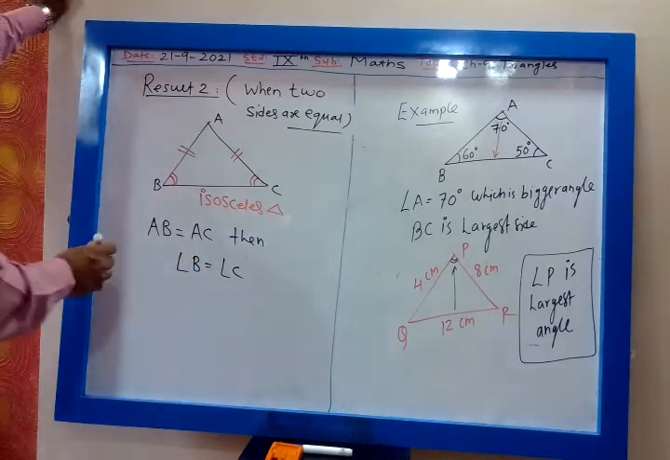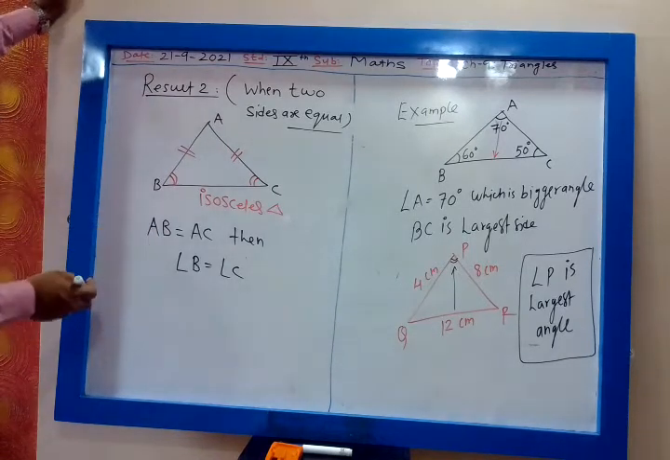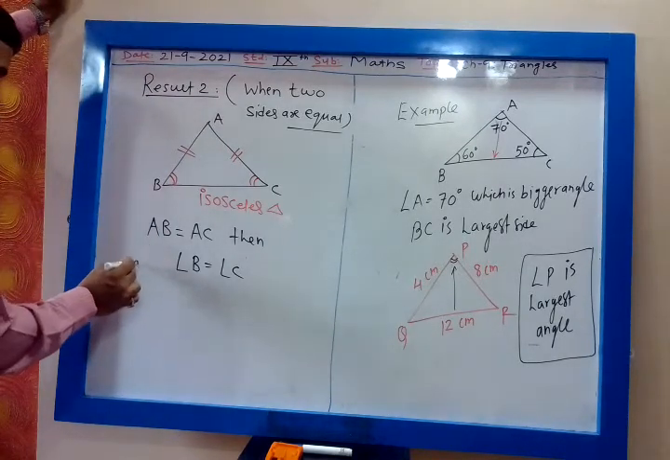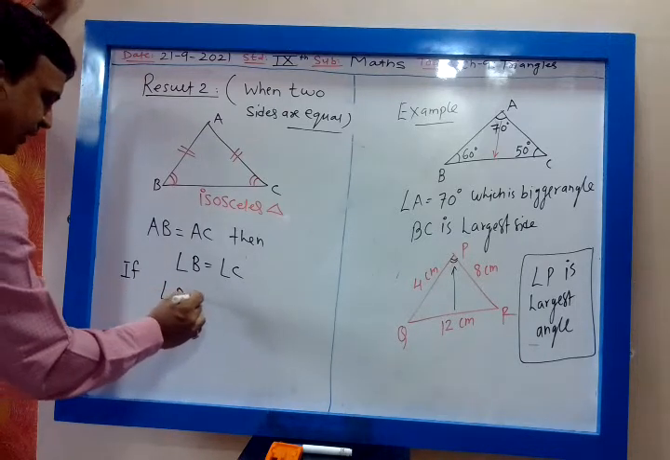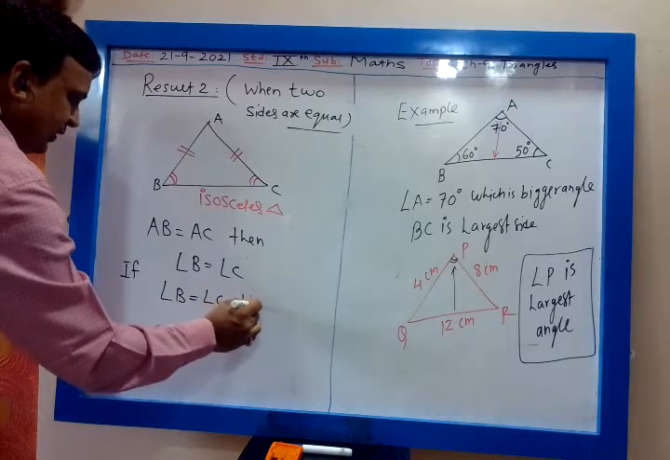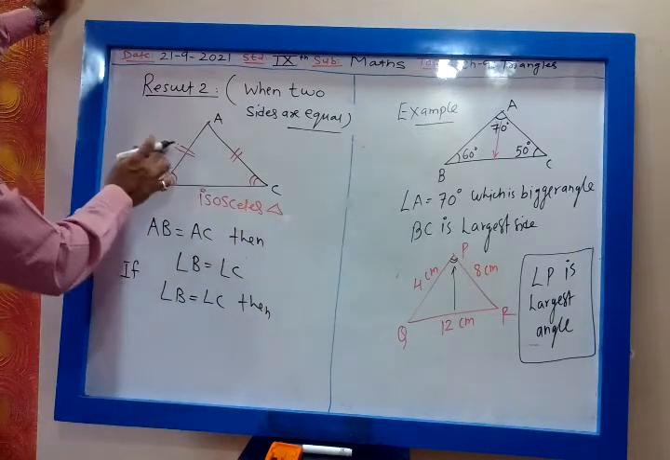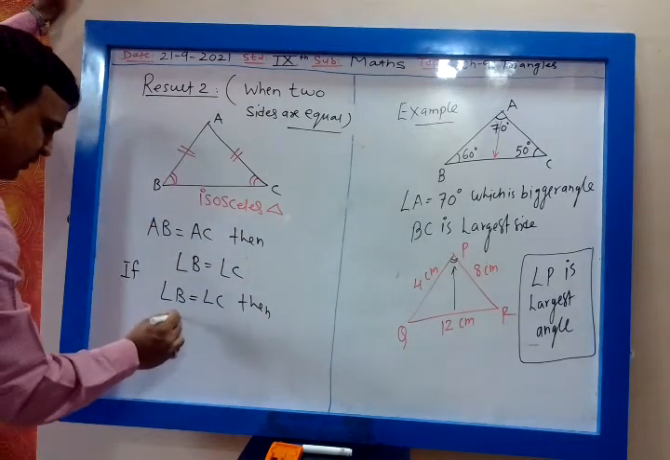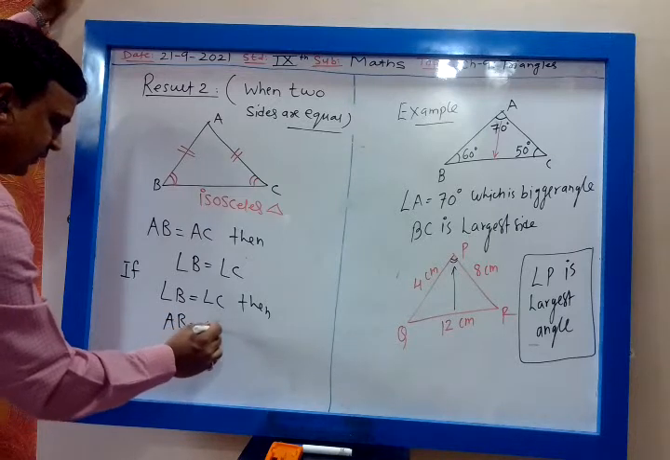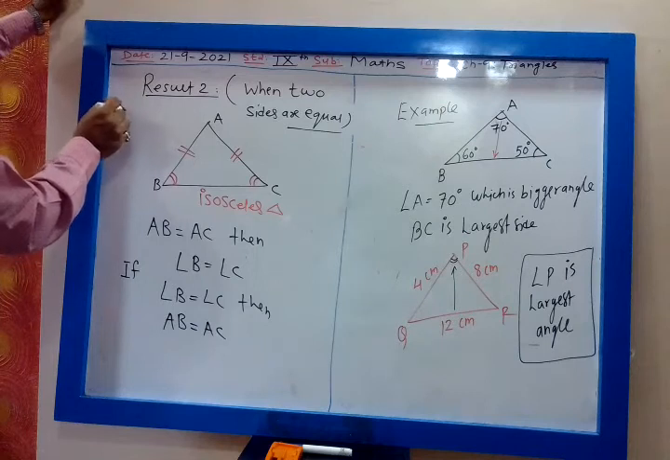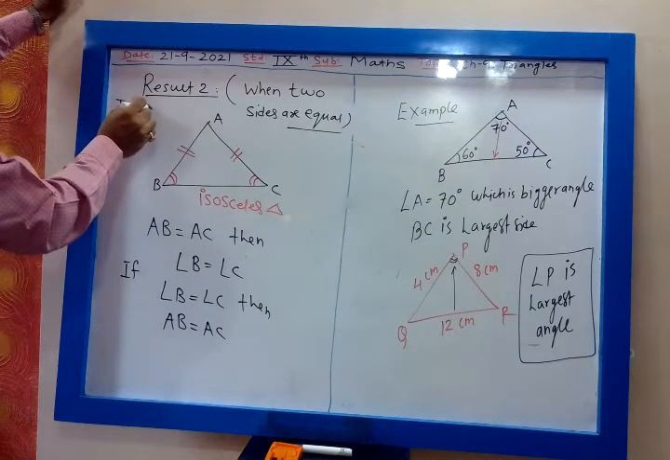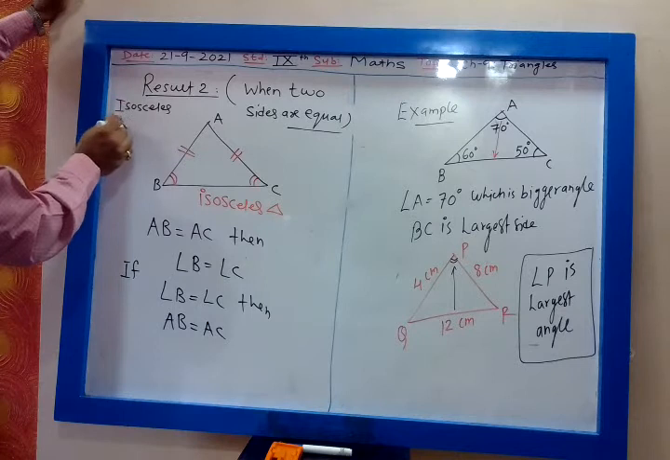Similarly, it is reversed. If two angles are equal, if angle B is equal to angle C, then their opposite sides are also equal, AB is equal to AC. And this is known as the isosceles triangle property.